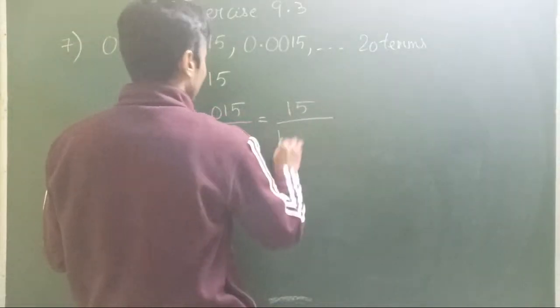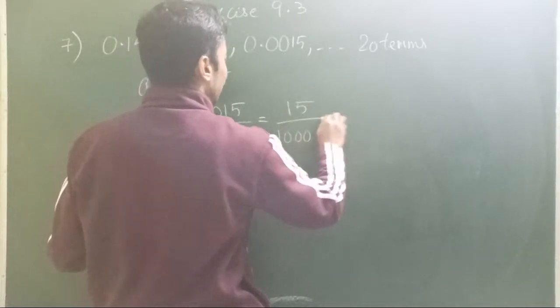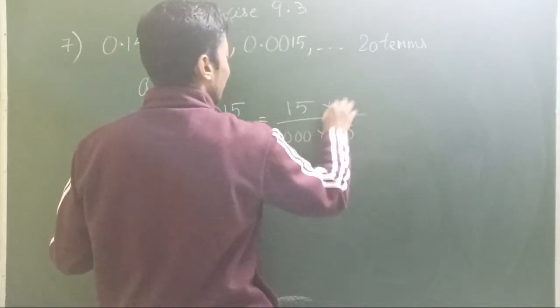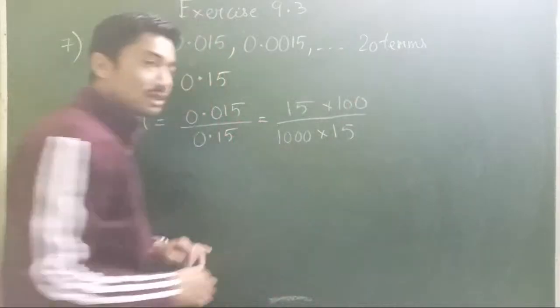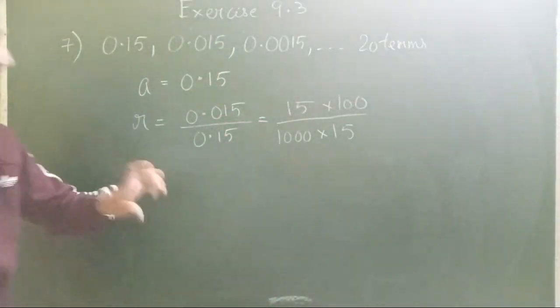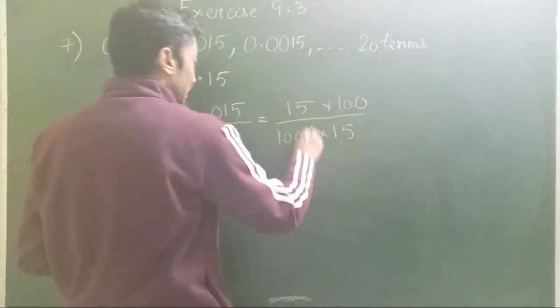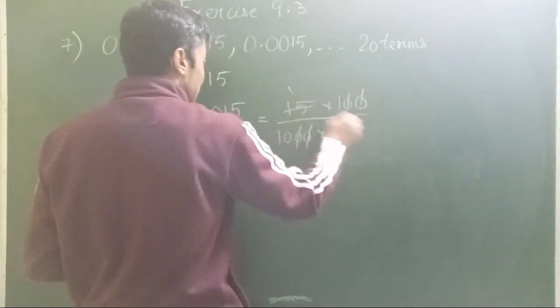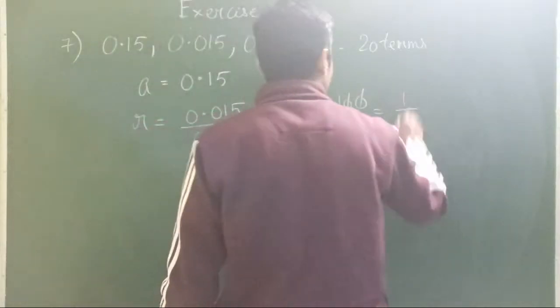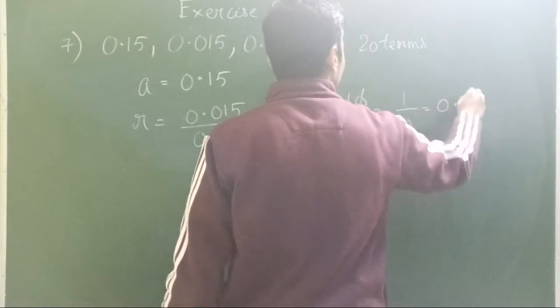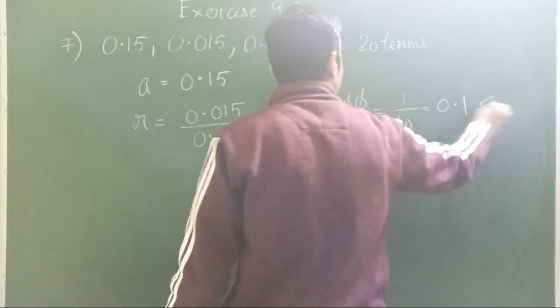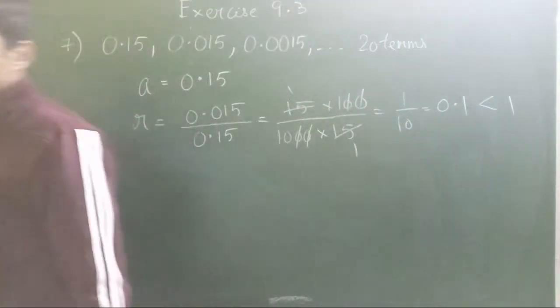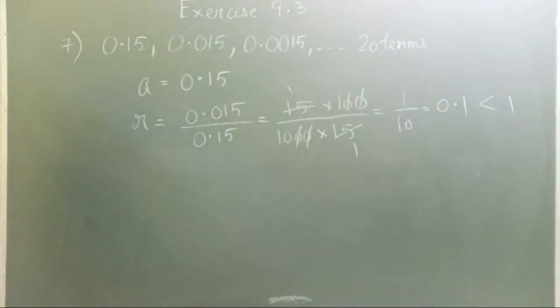So 15 by 150. Sometimes it might look like, what, this guy is doing all the basic things. But sometimes it's good and interesting not to just do simple things. That of course avoids a lot of careless mistakes that we should not ignore. So 1 by 10, or in other words 0.1. Now 0.1 is less than 1.